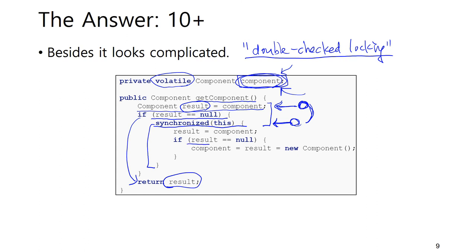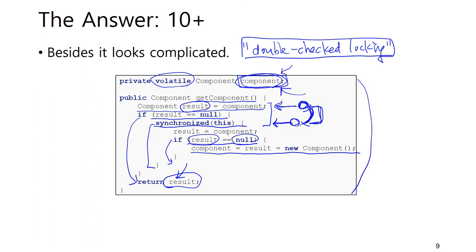So if the updated value is null, it means that no other thread has attempted to access the variable. So we are indeed the first thread that accesses this variable. Otherwise, we just return the result because another thread has evaluated this variable during this short period of time. So this pattern is called double checked locking because we check the value twice, here and inside this lock.